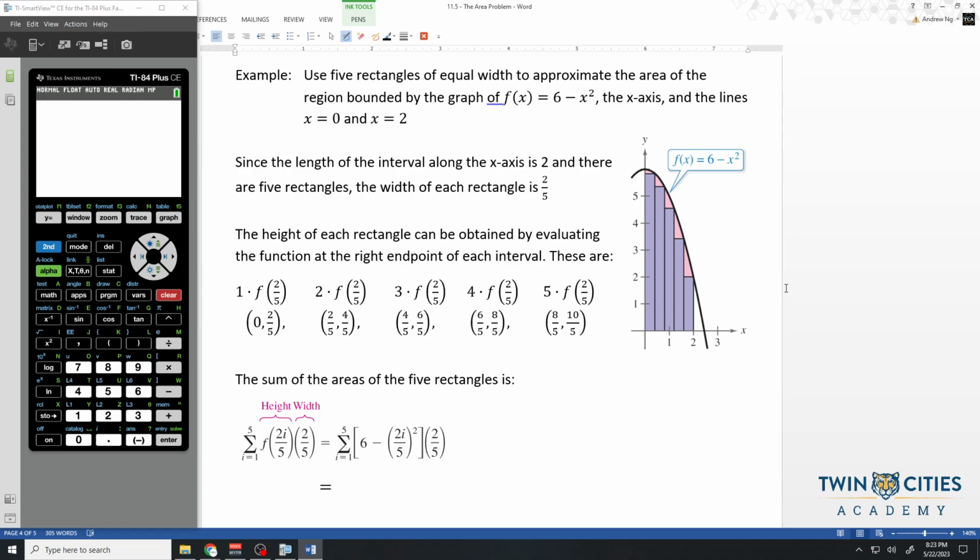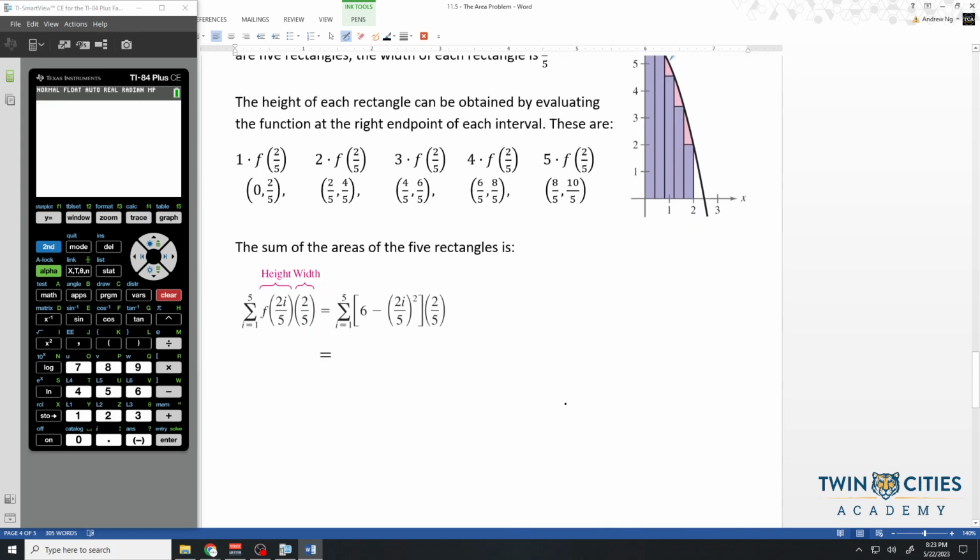Instead, use a summation. Here we'll use the sum of the areas of the 5 rectangles by using the summation i = 1 to 5 of f of 2i over 5 times 2 fifths, or in other words, the height here times the width. Plugging in 2i over 5 into my function 6 minus x squared, that's going to be 6 minus (2i over 5) squared. So that's where this comes from. And then my width for each of these rectangles is 2 fifths. Now I'm going to scroll down, and then we'll come back to this image later.